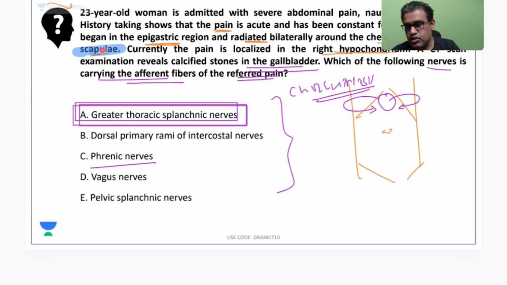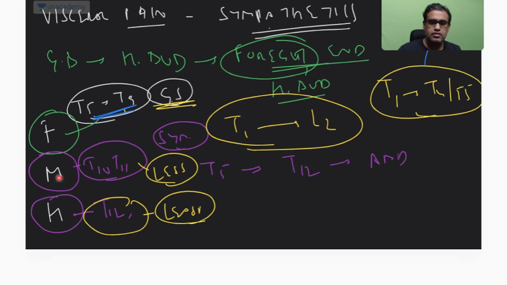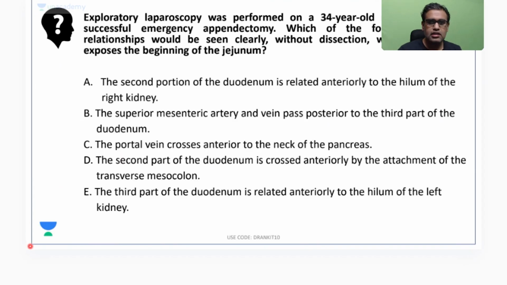Which nerve is that? Okay. Next one. Answer this. Again, abdomen. Exploratory laparoscopy was performed on a 34-year-old male following a successful emergency appendectomy.